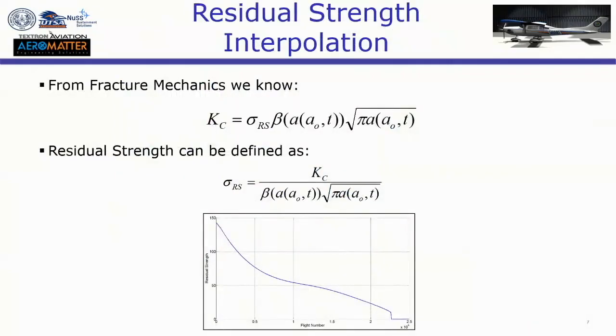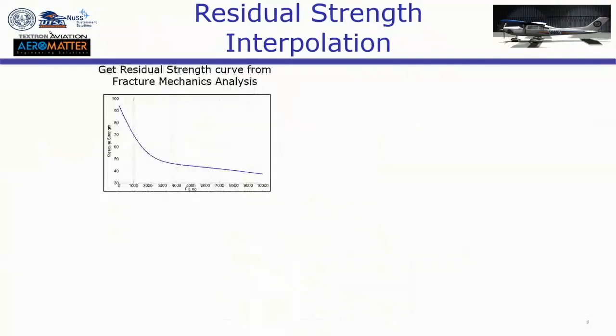So I introduced this on the previous slide. From fracture mechanics, we know that fracture toughness is equal to the stress times beta times the square root of pi a. If I want to solve for the residual strength, it's just going to be Kc divided by beta, the geometry parameter, times the square root of pi a. Okay, so we get this curve that I have in here.